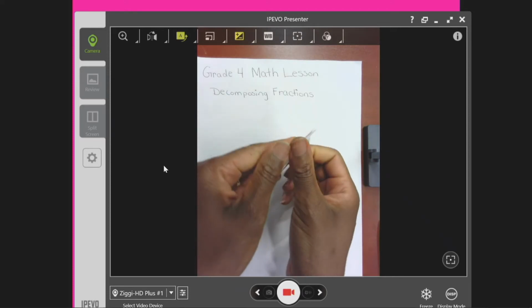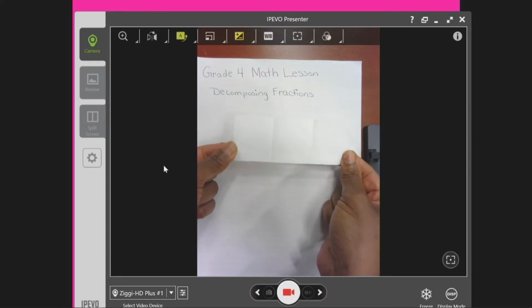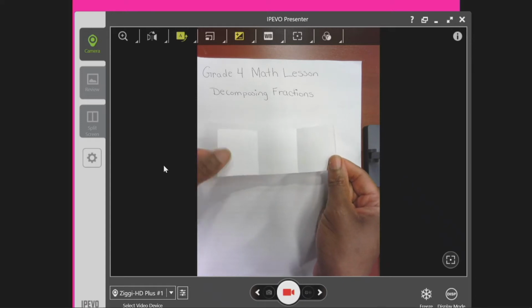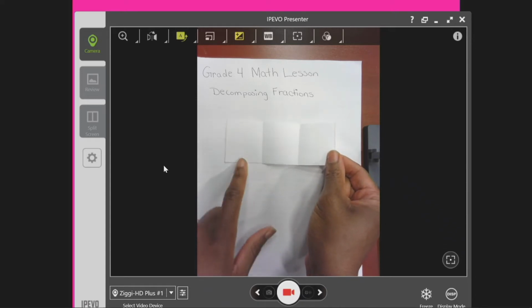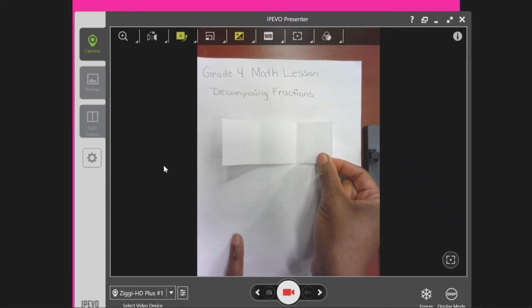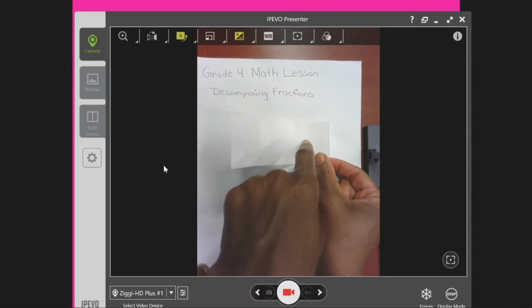Okay? And then when we unfold the paper, what do we have? Think, now say. Very good. I heard some good ideas. We still have a whole strip of paper, but now it's been partitioned or sectioned into 1, 2, 3 equal parts.